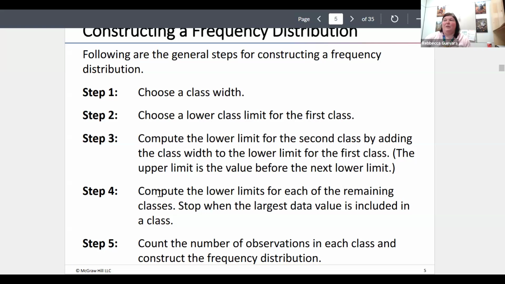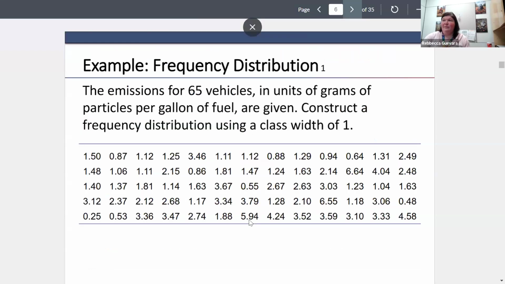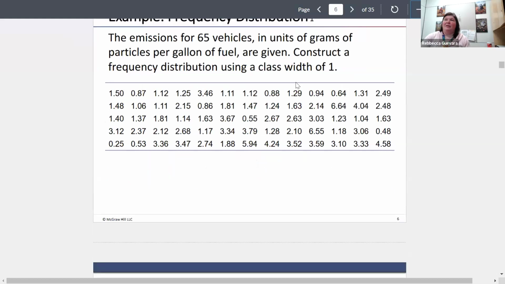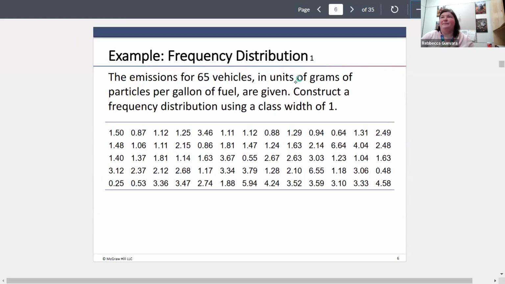After that, we're going to compute the lower limit of each remaining class. Stop when the largest data value is included in a class. Whenever that maximum value is finally included in one of our classes, we stop making classes. So we're going to count the number of observations in each class and construct a frequency distribution. So using this data here, I'll make a little distribution off to the side.